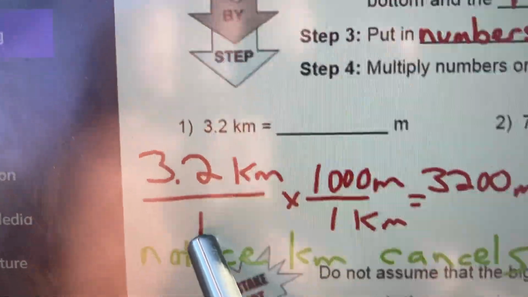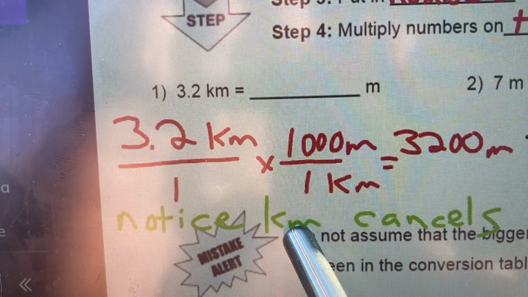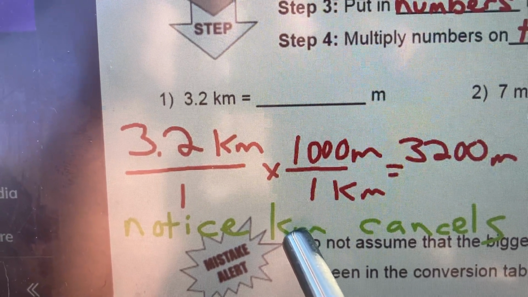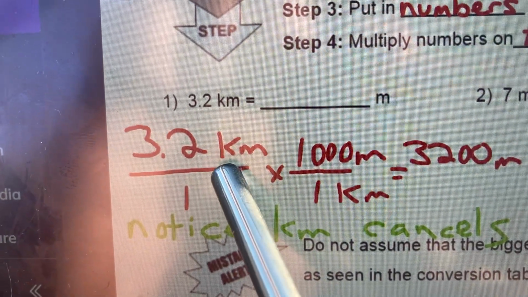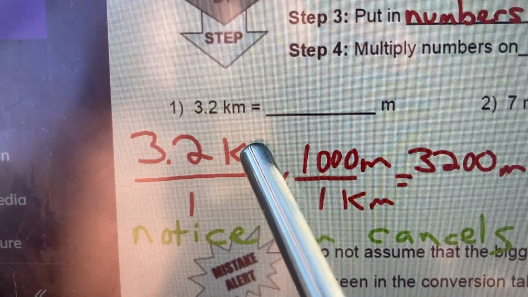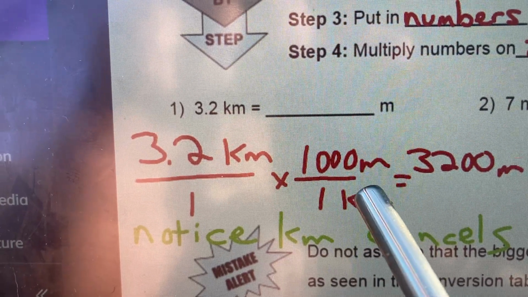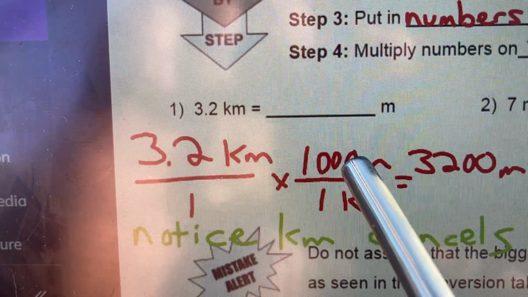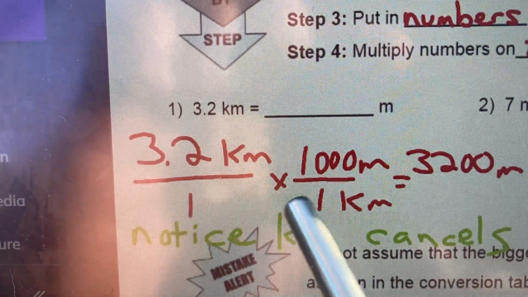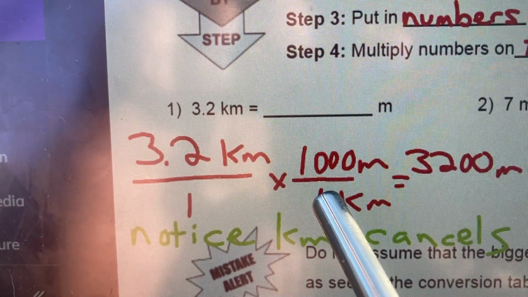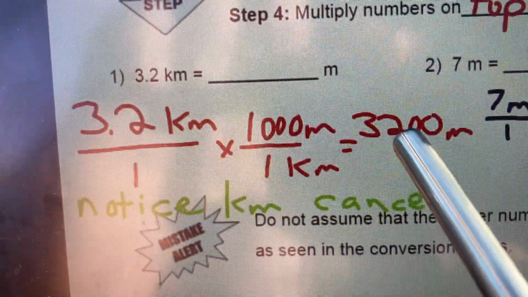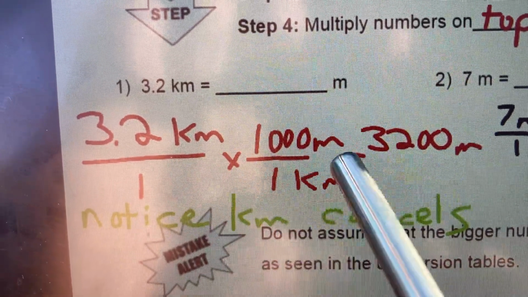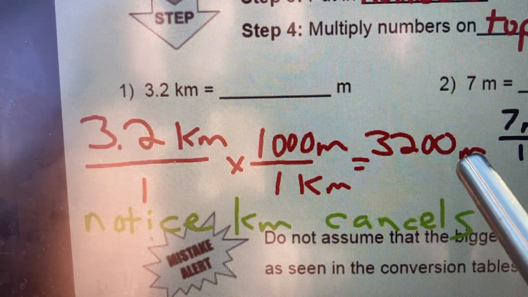Then we can see that the kilometers are going to cancel out. Just like in an algebra problem where x's on top and bottom cancel, so do the units. So kilometers on top and kilometers on bottom are going to cancel. We then multiply the top numbers, 3.2 times 1,000, divide by the ones on the bottom, which doesn't do anything at all. But multiplying the top, we get 3,200, and the meters remain. Nothing canceled out the m's, so the m stays, and there's our answer.